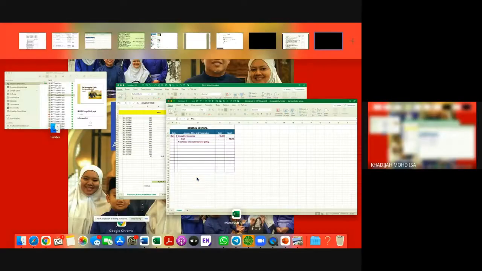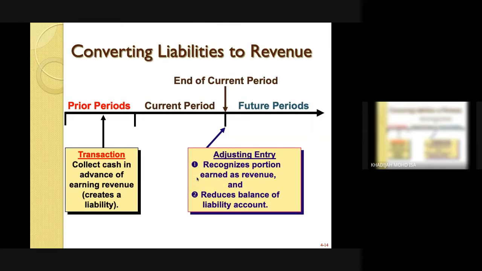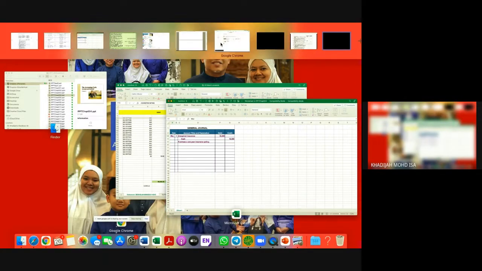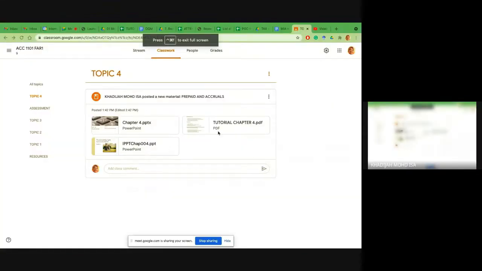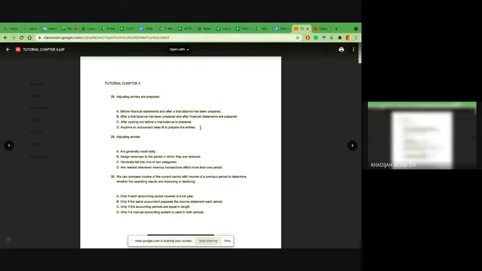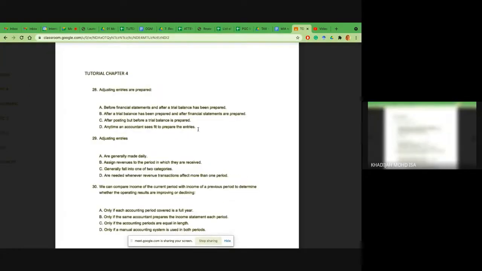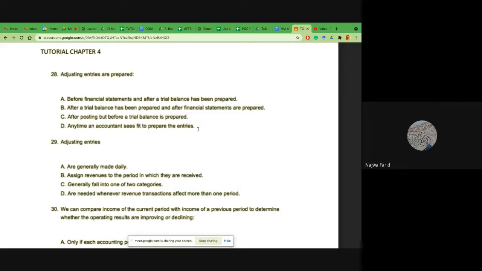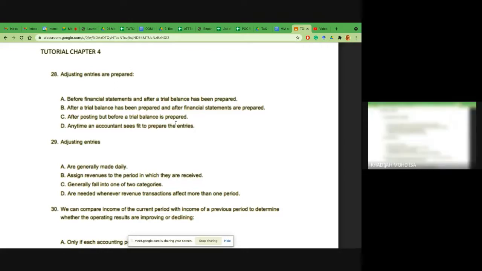I know that this one is a bit theoretical, so let's look at the tutorial. I've shared with you a tutorial on this. Where's the tutorial? Okay, let's look at the tutorial. Okay, can we do this together? Yes. Okay. Hold on.